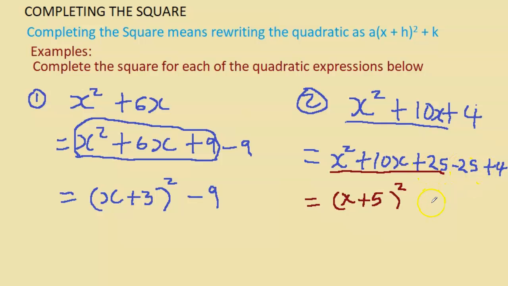And then what's negative 25 plus 4? That's negative 21. I have a video on that. You can check how we look at adding or subtracting integers.